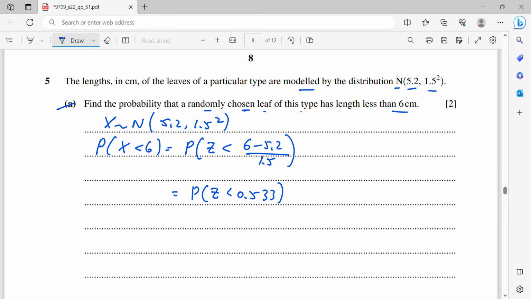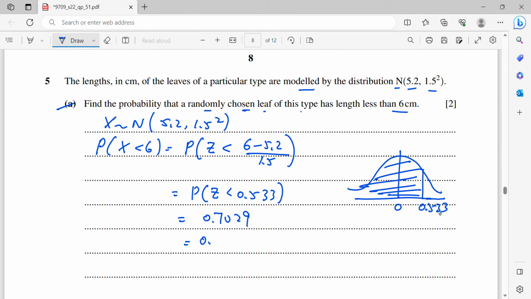So then you will get P(Z less than 0.533). So when less than 0.533, basically when you refer to the normal table, middle is 0. The 0.533 is on the right hand side. Because of less than, the region is towards the left hand side. This region is exactly same as the one in the table. Therefore, you can just read the probability from the table and it gives you 0.7029. So at last, it will be 0.703. Alright, so that's the A.